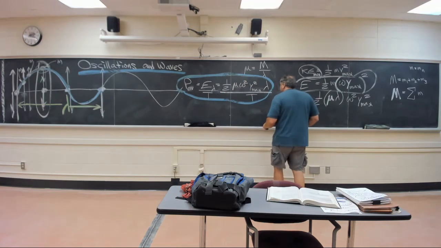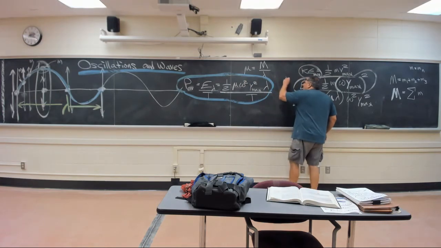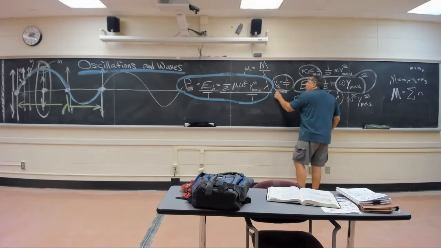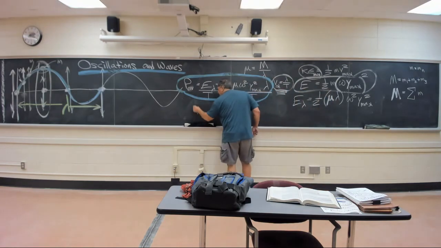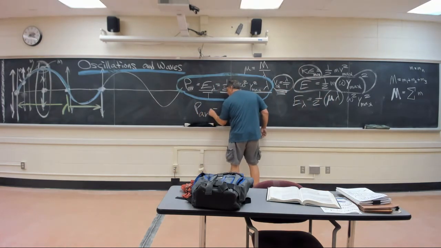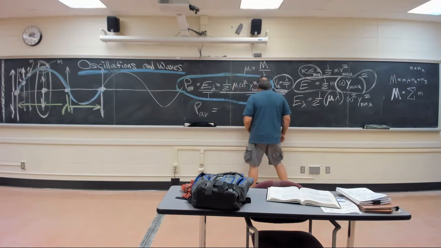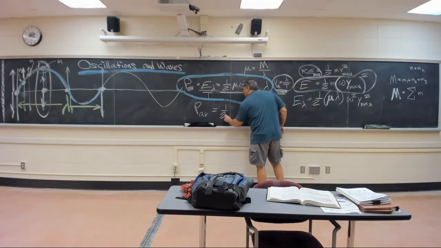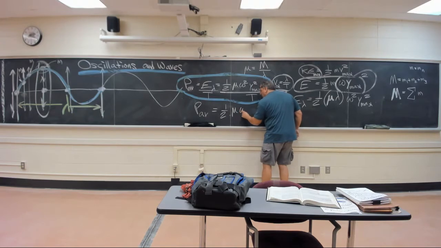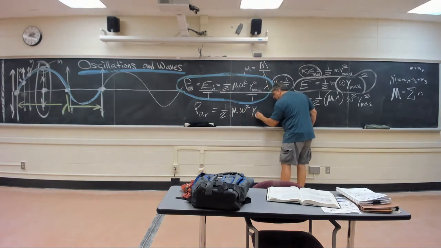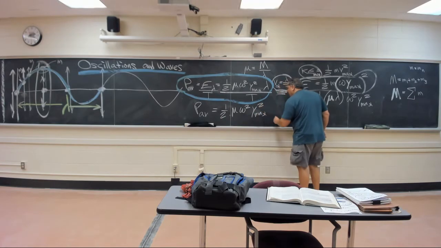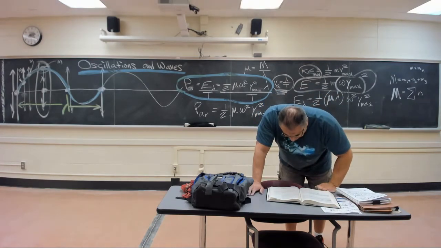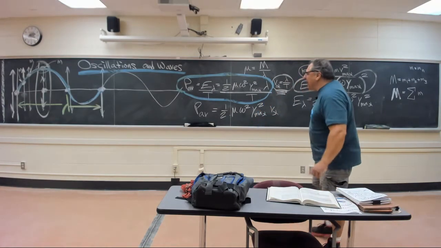Now, what is the wavelength divided by the period? That's the speed of the wave in the horizontal direction. And there it is. So lambda divided by capital T, mu omega squared y max squared v sub x. And there you go, guys. That's the average power per wavelength.